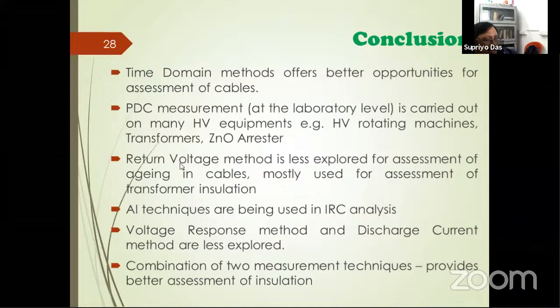And always a combination of two measurement techniques provides a better assessment of insulation, because one may not be enough. So if we have two, we have more significant confirmation about the assessment.